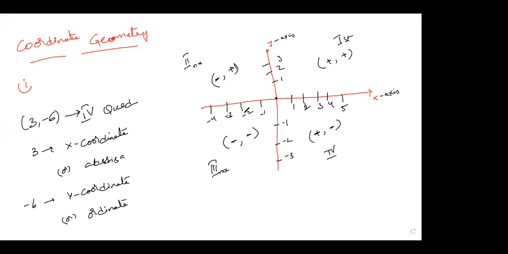Now, can anyone say which quadrant -2 comma -6 lies in? Third quadrant. Very good. It lies in third quadrant.